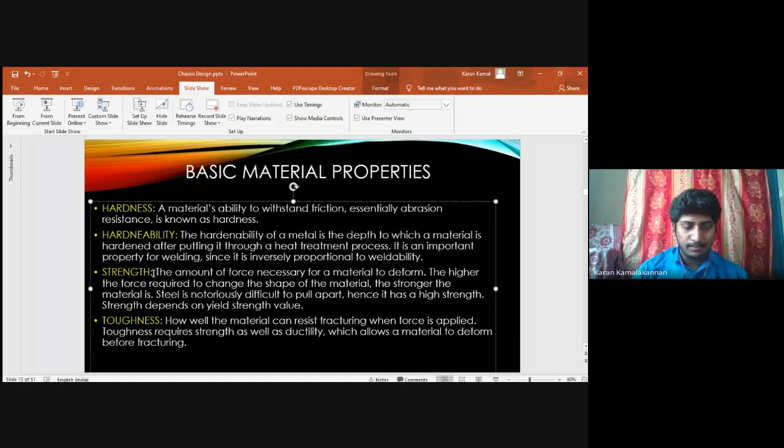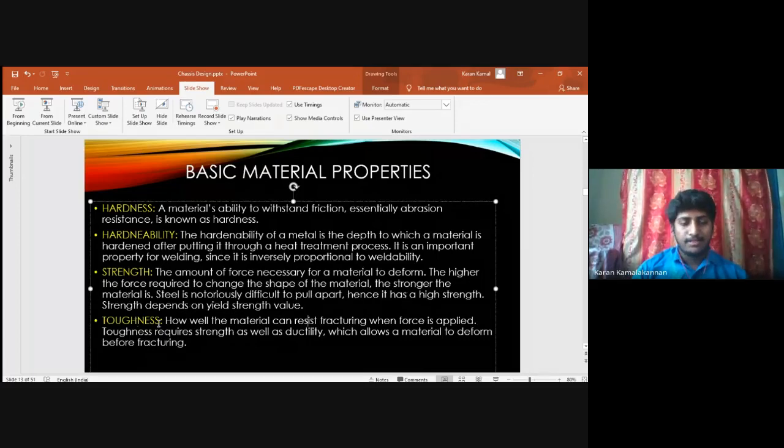And next is the strength. The amount of force necessary for a material to deform. It is the amount of force that it can withstand before failure. That is what strength is. The higher the force required to change the shape, the stronger the material is. And you see steel is difficult to pull, showing a high tensile strength. That is why it has a high tensile strength.